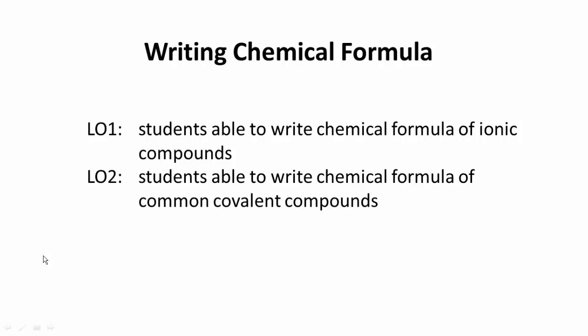Writing chemical formulas. There are two learning objectives in this video. First, learning objective 1, LO1. Students should be able to write chemical formula of ionic compounds at the end of this lesson, as well as LO2, lesson objective 2. Students should be able to write chemical formula of common covalent compounds.